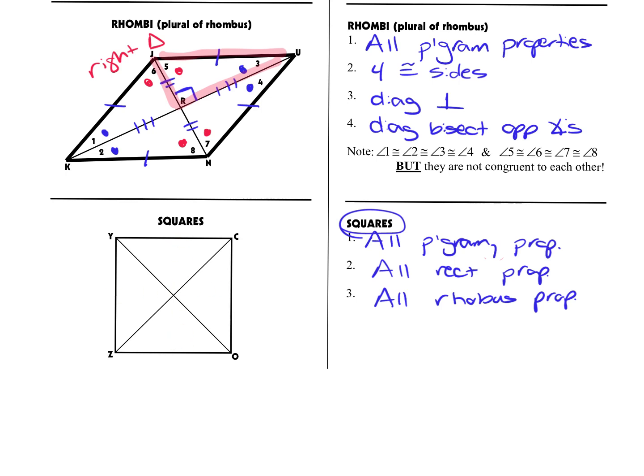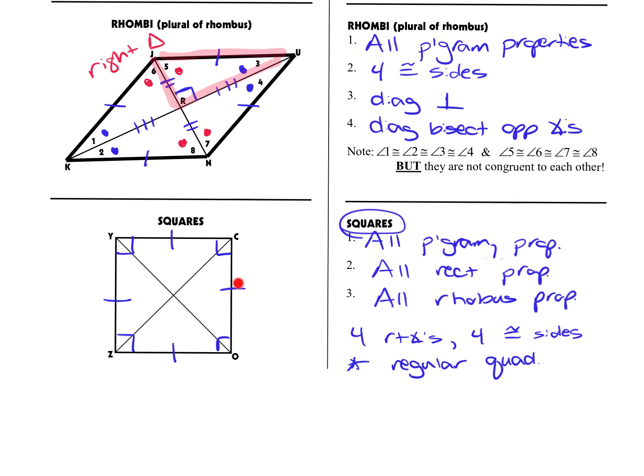A square, by definition, has 4 right angles and 4 congruent sides. This means that it is a regular quadrilateral because it has the congruent sides and the congruent angles. So we're going to mark our congruent sides with our nice single tick marks, and we're going to mark our 4 right angles, and then we're going to look at how we can add some additional properties.